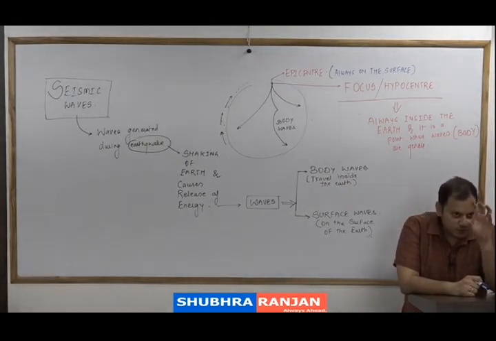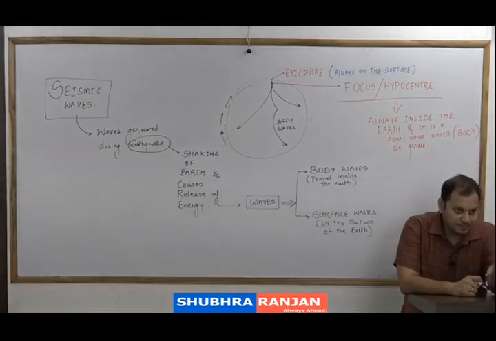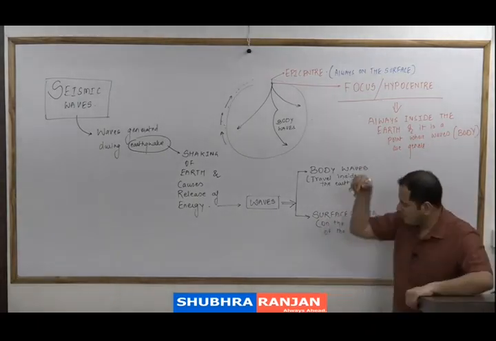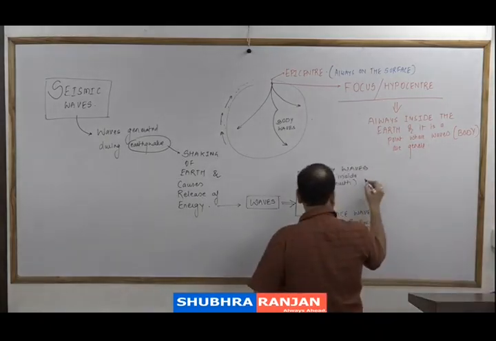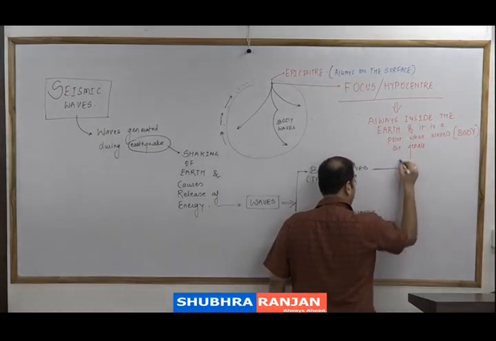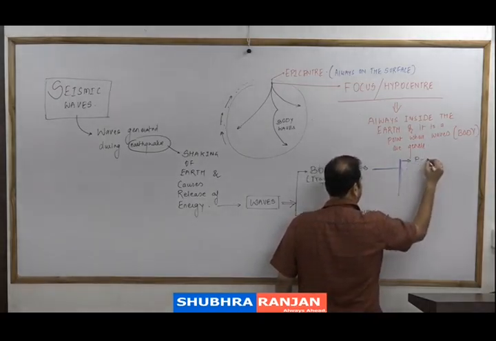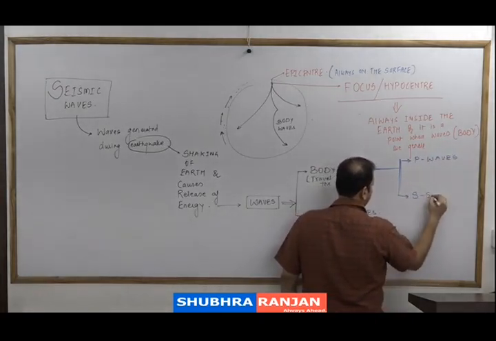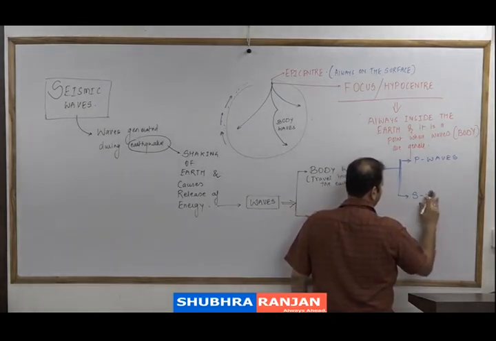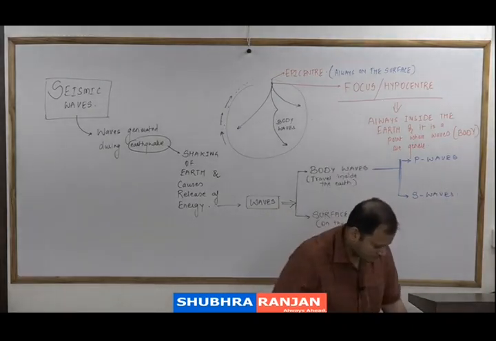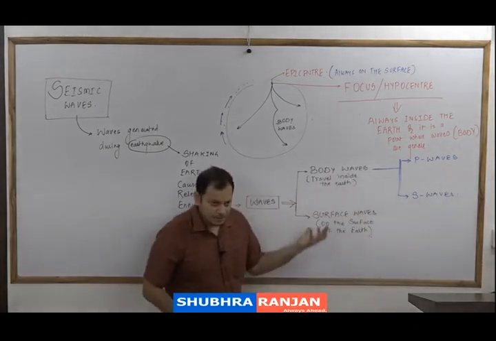Now the body waves, depending upon their speed and their property, are of two types. Body waves are passing through the inside, while we are living at the surface. This body waves, depending upon their speed, are further classified into P waves, that is the primary waves, and S waves, that is the secondary waves. Now why primary wave, and why secondary wave?